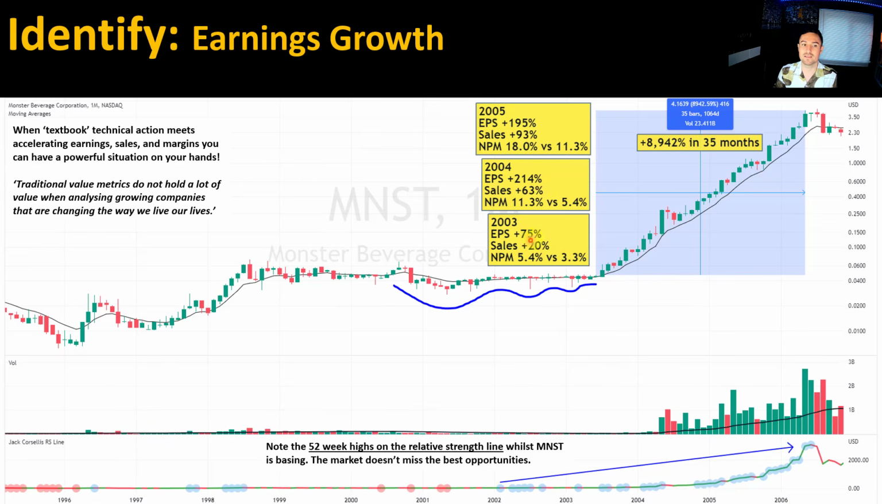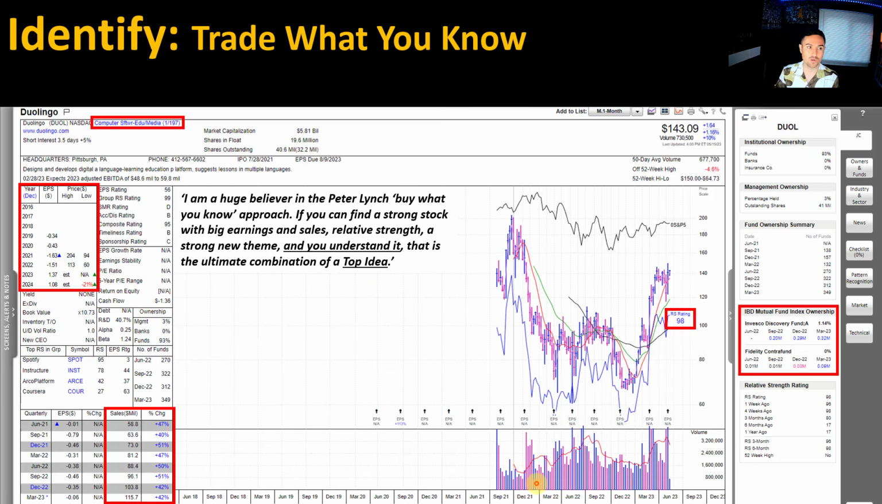But take a look here, the earnings grow year over year, the sales grow year over year, and the margins accelerate as well. So you have a company growing its earnings and sales significantly, and also significantly improving its net profit margins. And you have a really good technical setup here, and look at all the 52-week highs. So if you can line up the technicals plus the fundamentals in terms of earnings, sales, and improving margins in a very strong theme as well, you have a very strong situation on your hands.